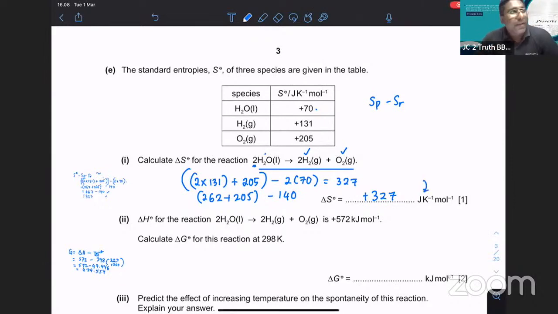Later when you do the calculation for the Gibbs free energy, we are going to use kilojoule. You are going to change, so you need to be very, very careful with that. Here they have given you this value. Delta H is going to be positive 572, an endothermic reaction, and they are asking you to calculate the Gibbs free energy.